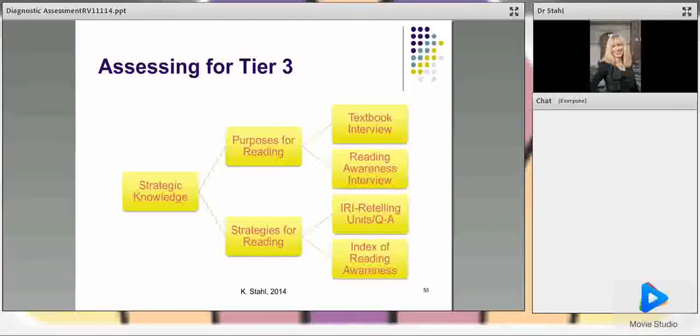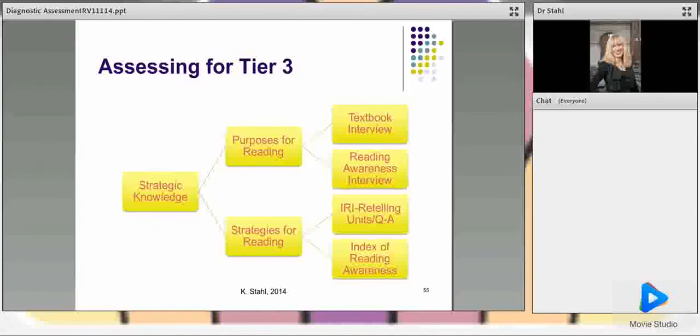Strategic knowledge, purposes for reading. Sometimes children think that the purpose of reading is to sound good. You know, if classrooms have maybe done some popcorn reading or round-robin reading, children get the impression that a good reader sounds good. So these kinds of interviews can provide a lot of in-head insights into what a child thinks the purpose of reading is. They may not really know that they're supposed to be comprehending.